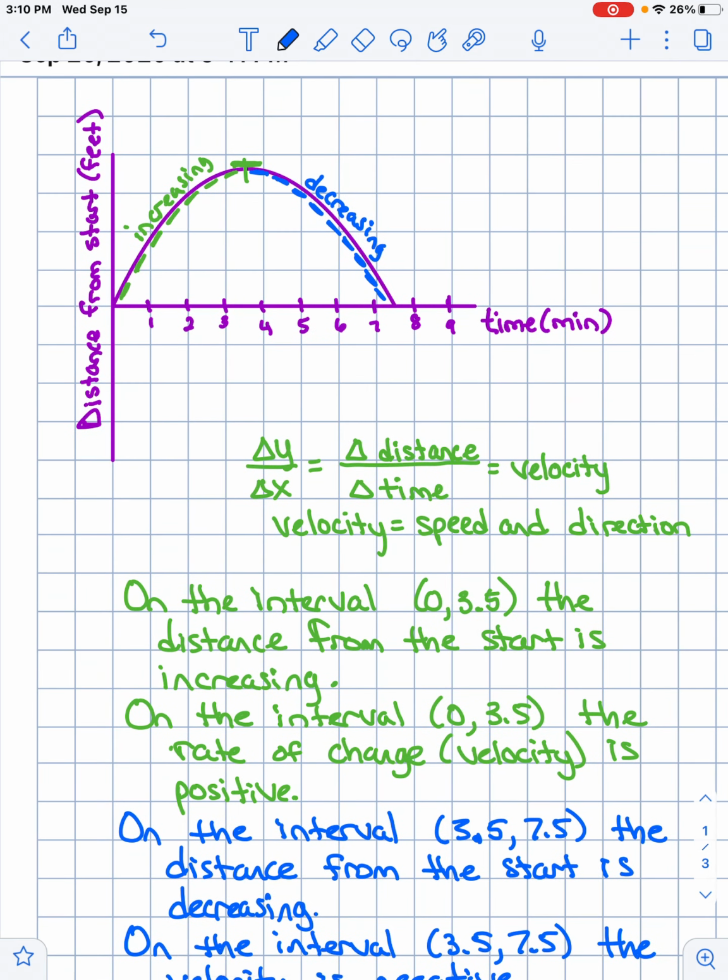So what happens here at this point at the top? What is the velocity there? And what does that mean? So in this case, the velocity is 0 here at 3.5. That's the rate of change. There is no rate of change. The slope is 0. That's a flat spot. The velocity is 0 at time equals 3.5. The object turned around.